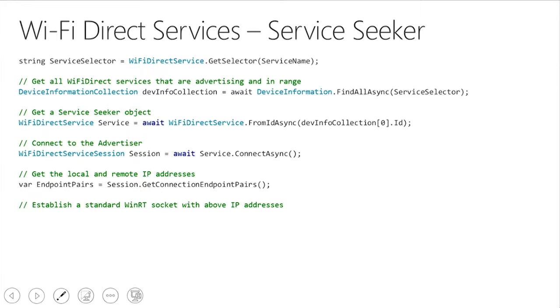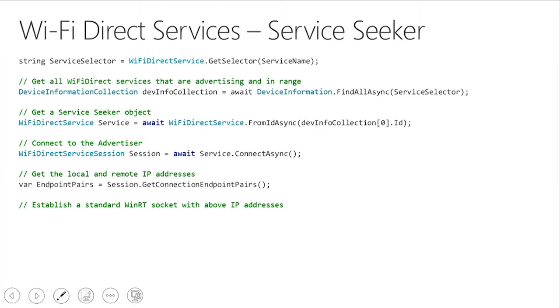The seeker can then proceed to connect to the desired service by calling the fromIdAsync method on the Wi-Fi Direct service class. So the big difference between Wi-Fi Direct and Wi-Fi Direct Services is I would only find people who have the service running. Correct. The fromIdAsync method on successful completion returns a Wi-Fi Direct service class that represents this Wi-Fi Direct service. The seeker can then proceed to connect to the service by calling the connectAsync method on this object.